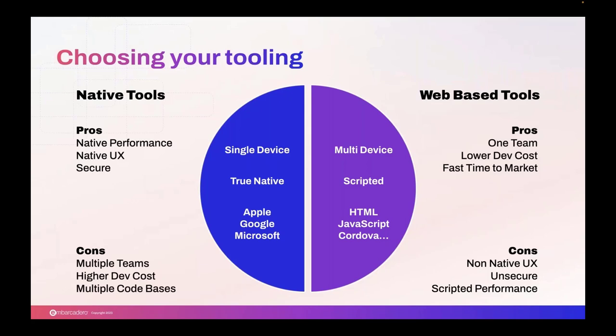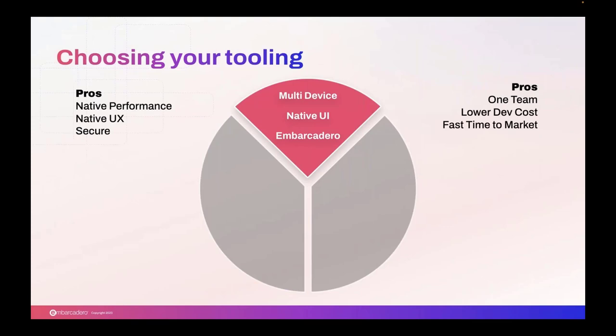And with FireMonkey, which we can see here lands beautifully in the middle, you're going to get native performance because it's compiled code. You're going to have native UX because FireMonkey is platform aware, it's secure, and you're going to need just one team, which implies lower dev cost and much faster time to market as well. So we have the best of both worlds in just one solution.